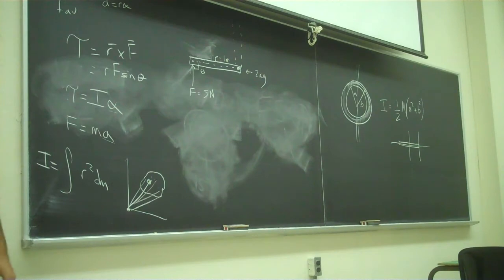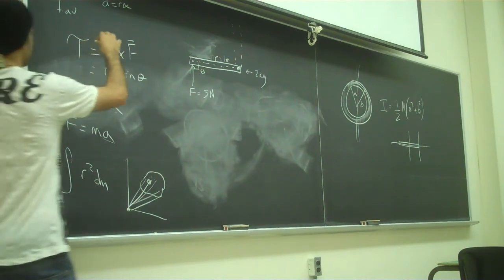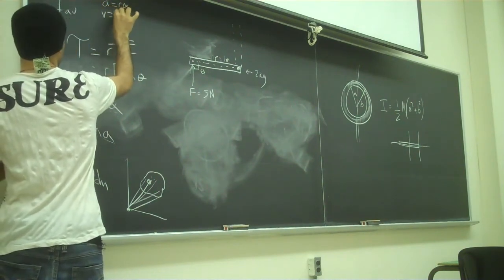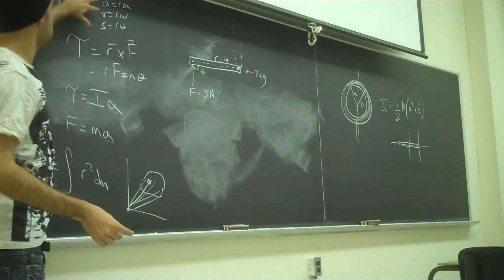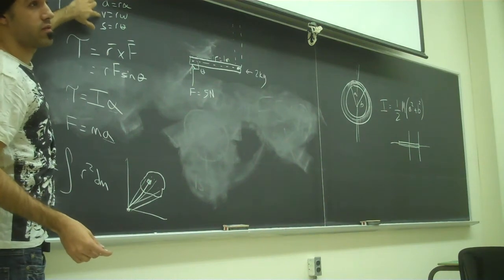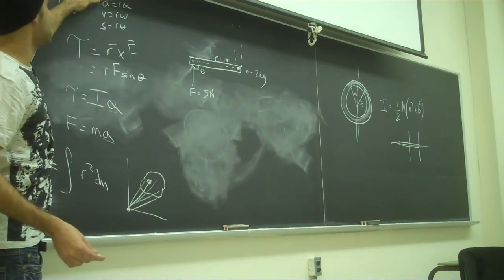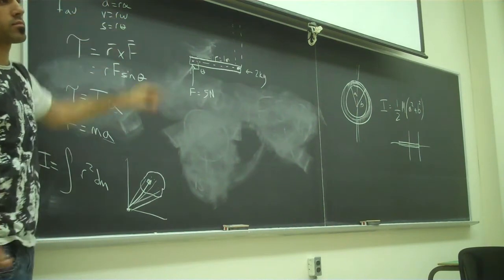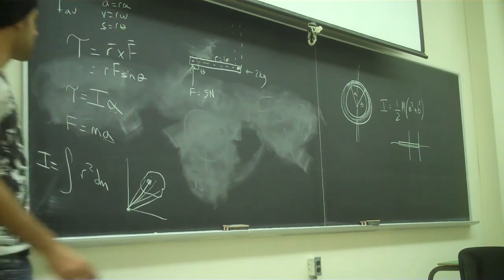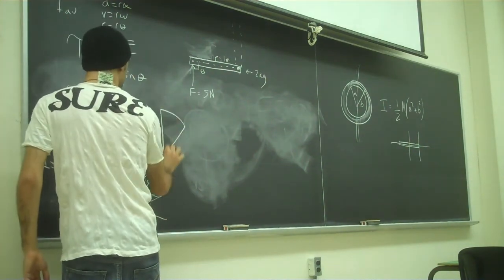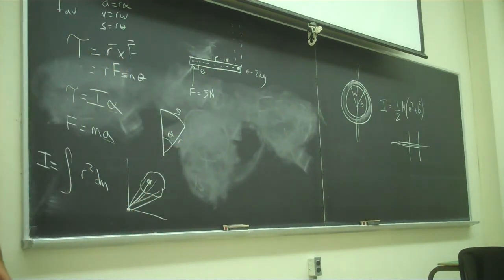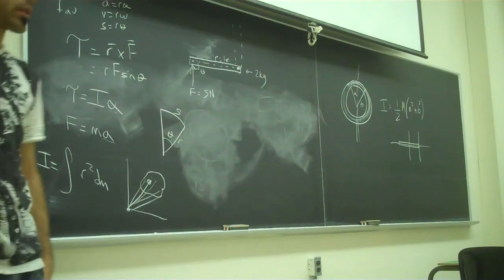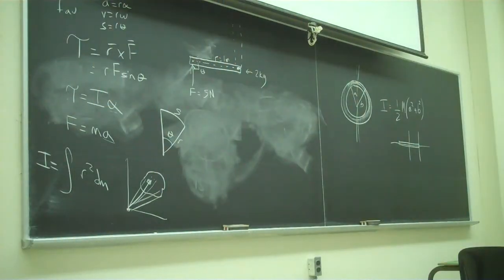This stuff I've been explaining since the beginning, but they really start using it heavily in this chapter. You should know that A is R alpha, V is R omega, and S is R theta. And actually, these two come from the first one if you take derivatives. If you take a derivative of S, you get V is R omega. If you take the derivative of that, you get A is R alpha. S? If you have an arc of a circle, the outside distance S is related by the angle you sweep, theta, and the radius R. It's just a distance on the outside of a circle.